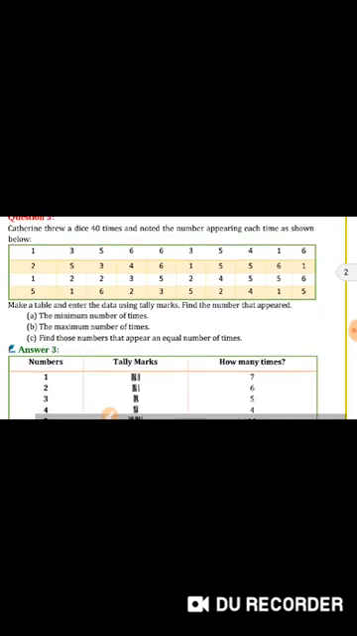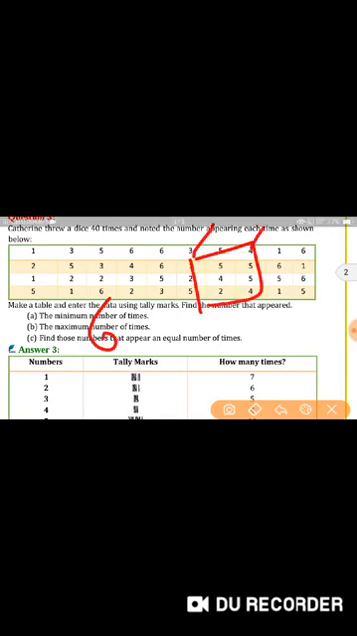Catherine threw a dice 40 times and noted the number that appeared each time, as shown below. Make a table and enter the data using tally marks. Find the number that appeared: 1 how many times, 2 how many times, 3 how many times. The dice has only up to 6. You know the dice is like a box, and here 1, 2, 3, like this, the numbers were there, or they may be dotted in the form of dots.